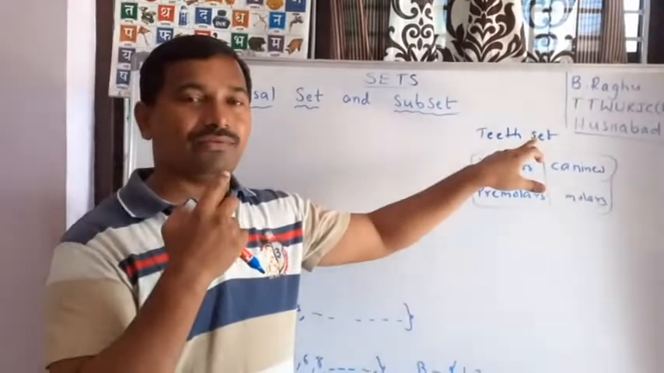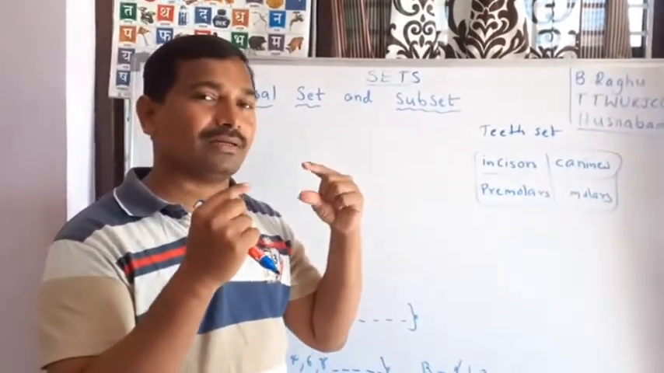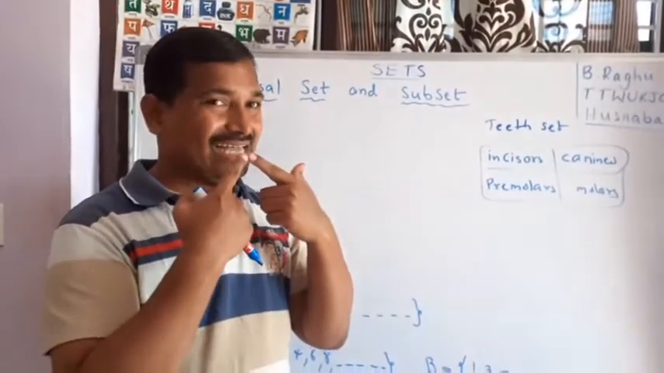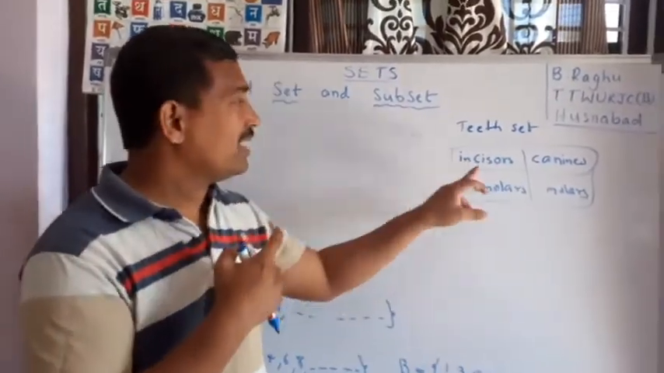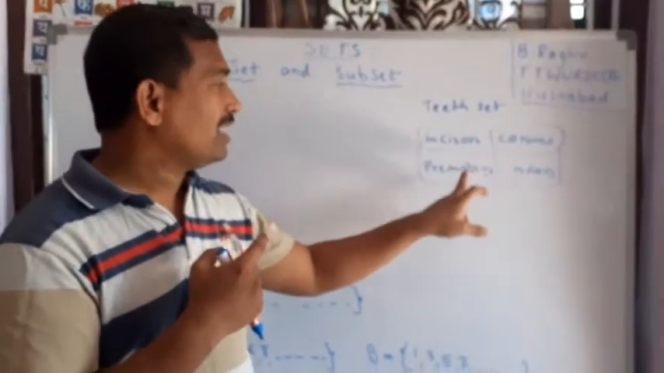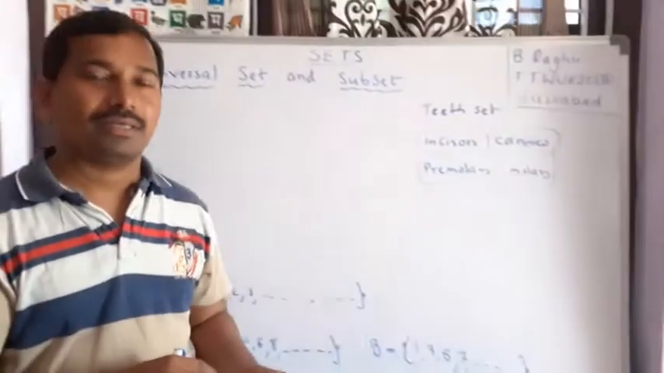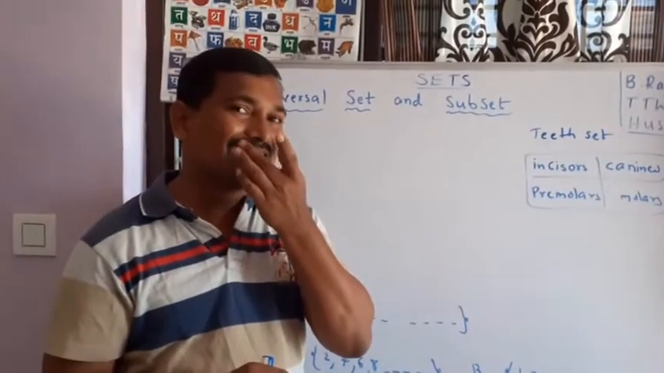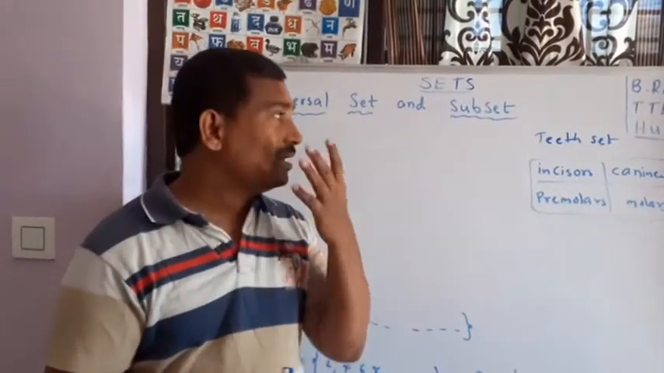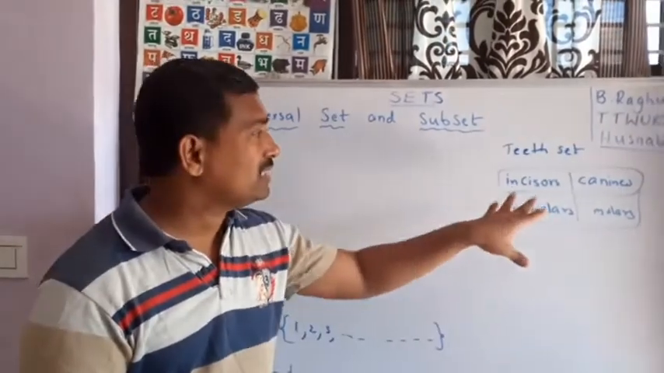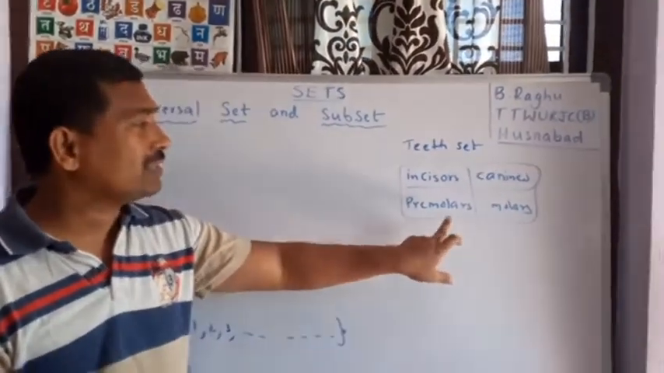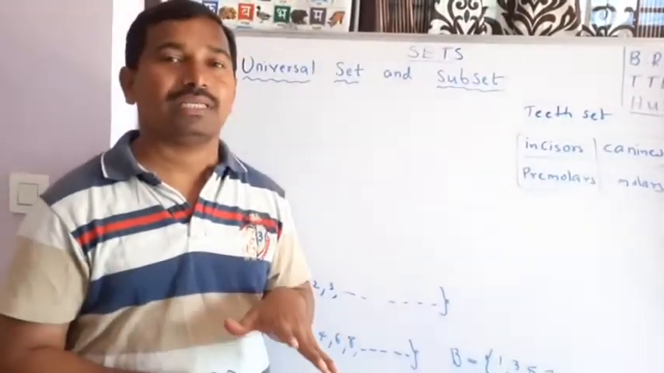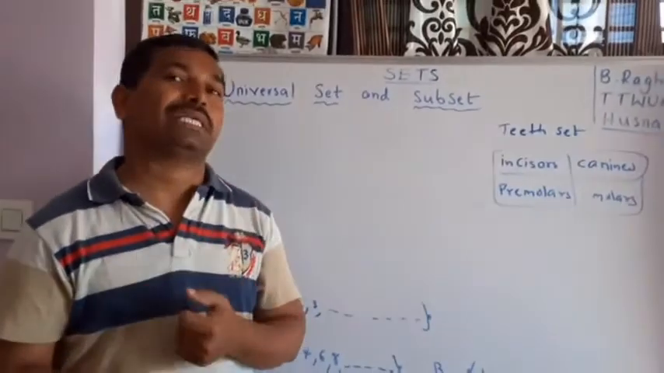Teeth set. If you go to a dental hospital, the doctor divides the teeth into different types in the beginning: incisors, canines, premolars, and molars. So the total teeth set is the universal set of these incisors, canines, premolars, and molars. If you take these four types of teeth, the teeth set is the universal set.